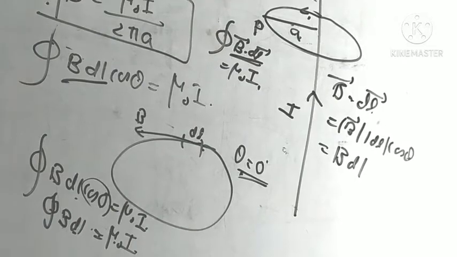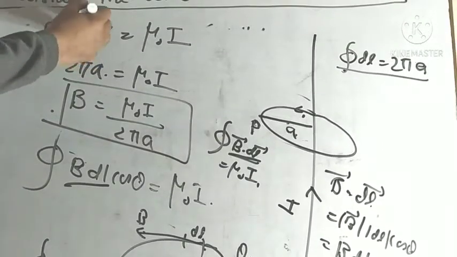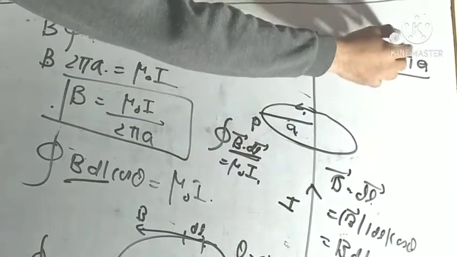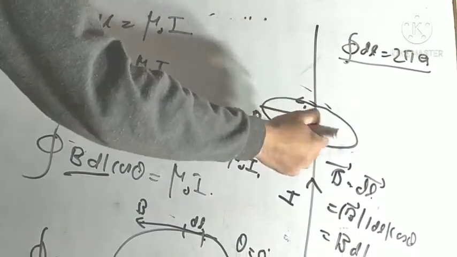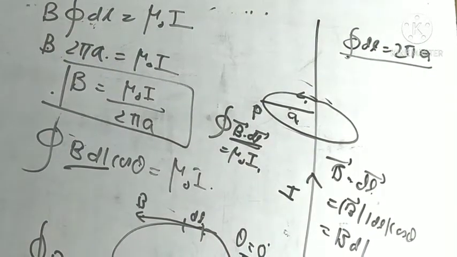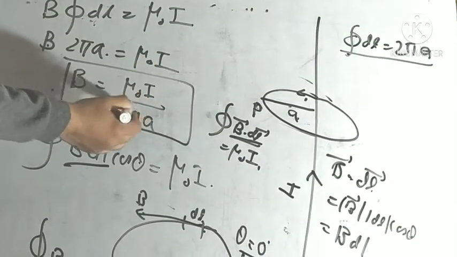B comes outside because B is a constant here, and the integration of dl over this closed path gives the circumference of this closed path, that is equal to 2 pi a. We put this value here: B into 2 pi a is equal to mu naught I, and B is equal to mu naught I upon 2 pi a.